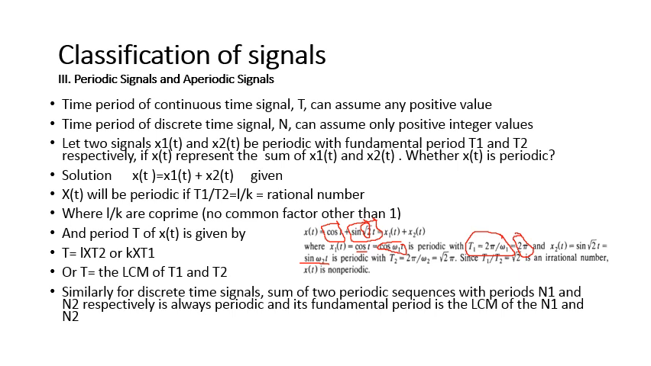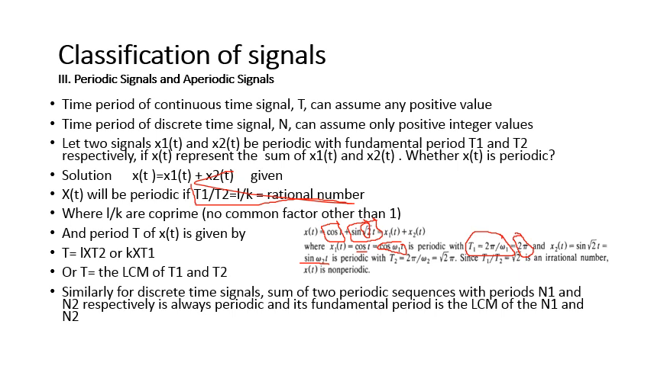Then we check this condition, because if this condition is met, then we say the resulting signal will be periodic. If you write this in ratio form, T1 over T2, because T1 is 2 pi and T2 is square root of 2 pi, it will result in an irrational number.